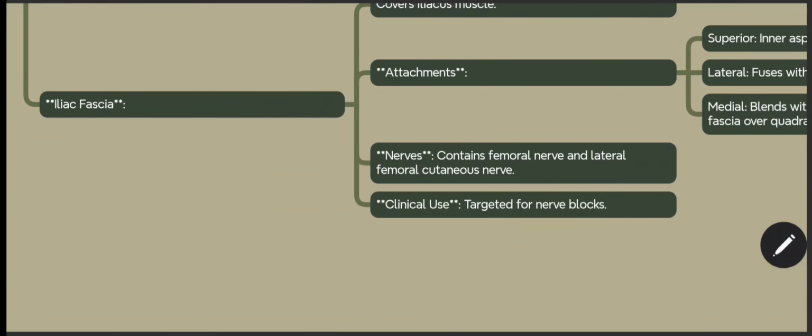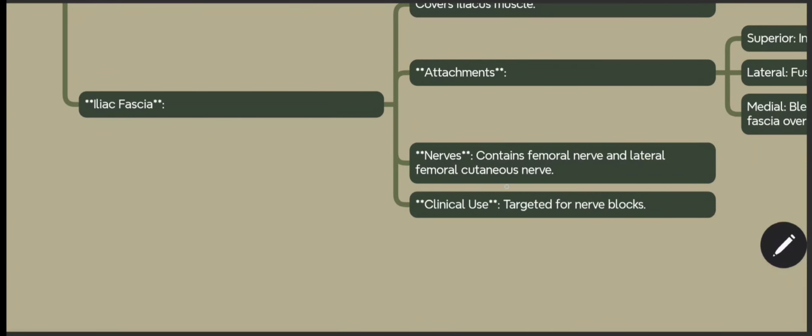What nerves does the iliac fascia contain? It contains the femoral nerve and the lateral femoral cutaneous nerve. Two femoral ones. What are those? The femoral nerve and the lateral femoral cutaneous nerve. What is the clinical use of it? It is targeted for nerve block.